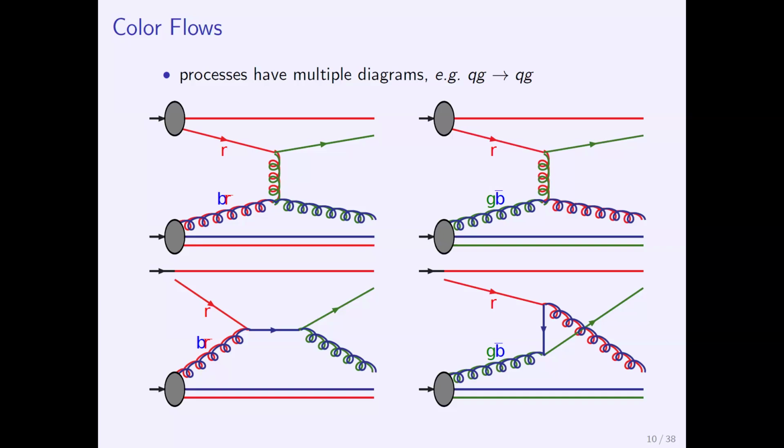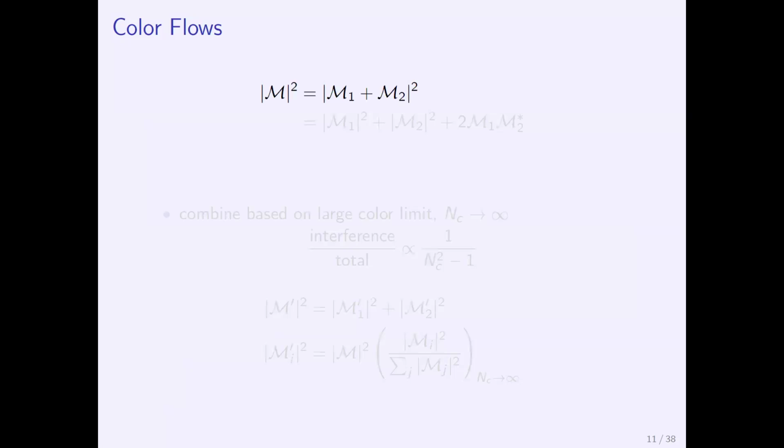So if we want to calculate the color flow for this particular process, quark gluon to quark gluon, right? We have all of our individual matrix elements for T channel, S channel, U channel, but we also have a corresponding color flow for them as well. So how do we go about doing this?